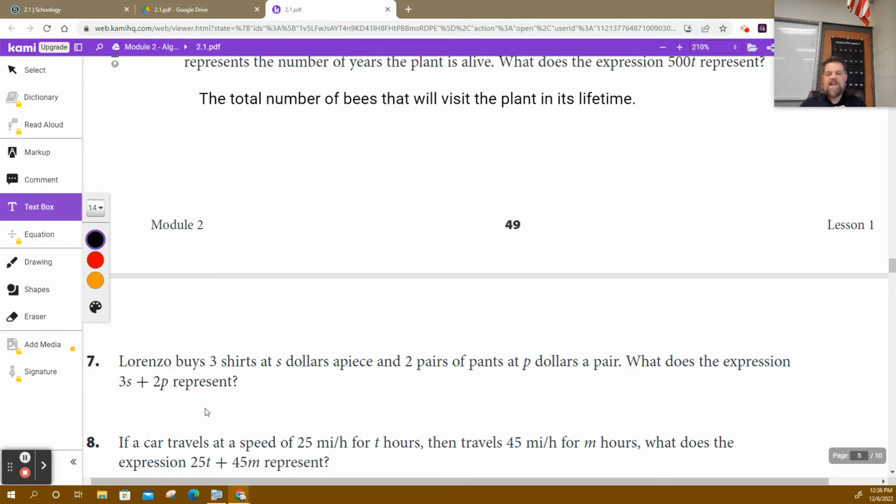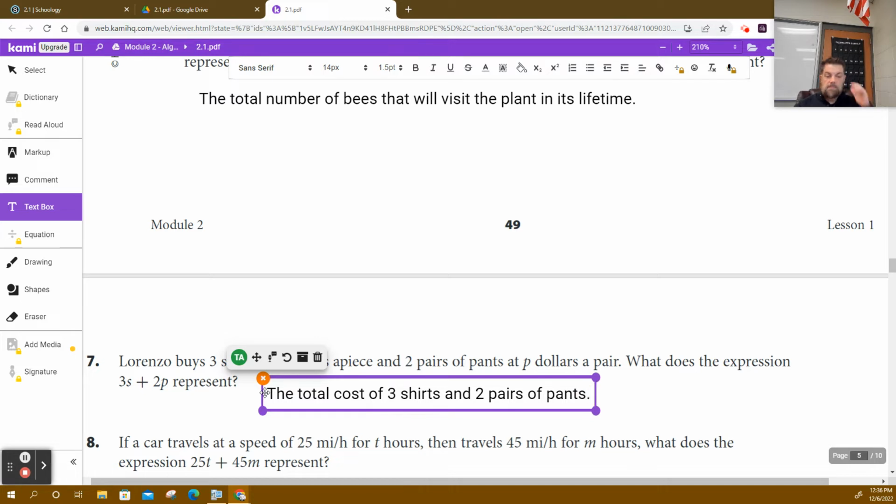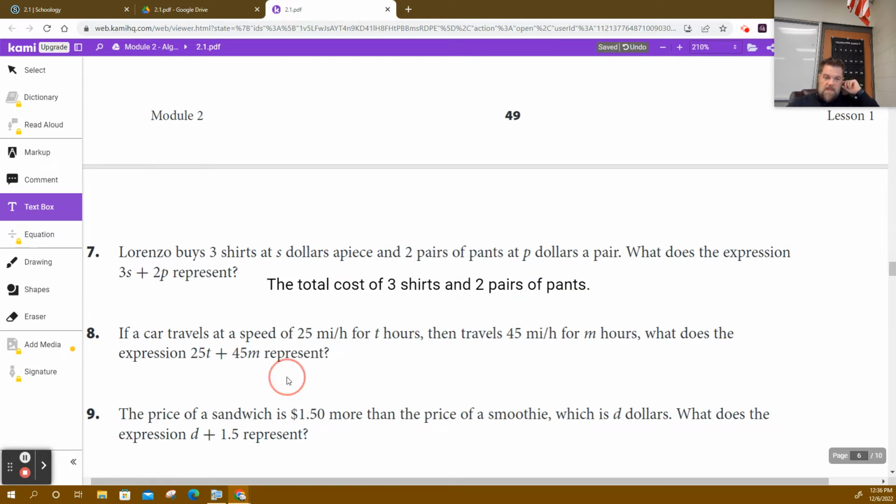Lorenzo buys 3 shirts at $S a piece and 2 pairs of pants for P dollars a pair. What does this expression represent? What do you think I should type? How about the total cost of, sure, 3 shirts and 2 pairs of pants? That's pretty easy, right? Next one.